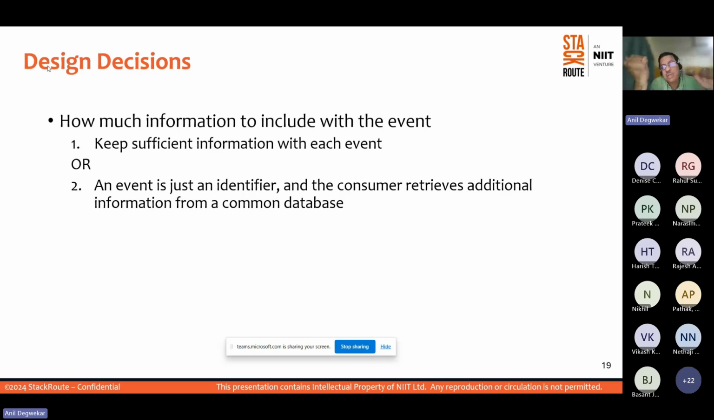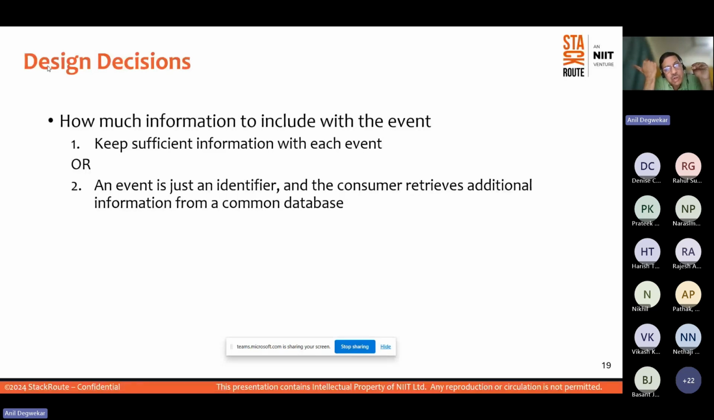a common database. So the first approach is faster from a consumption point of view, but takes up too much space in the event stream. The second option is slower for the consumer, but takes up less space in the event stream. So it's one of the key design decisions to be made in event driven architecture: how much information you keep.